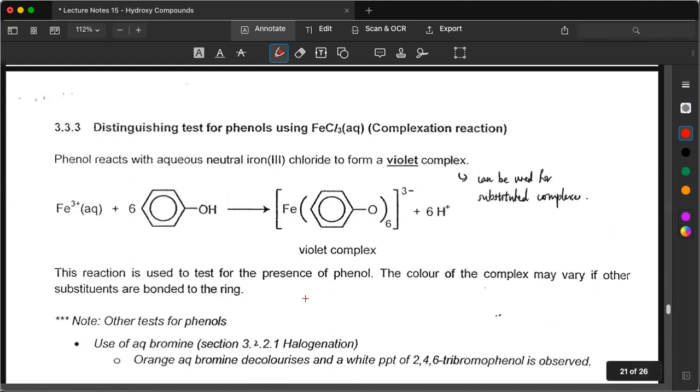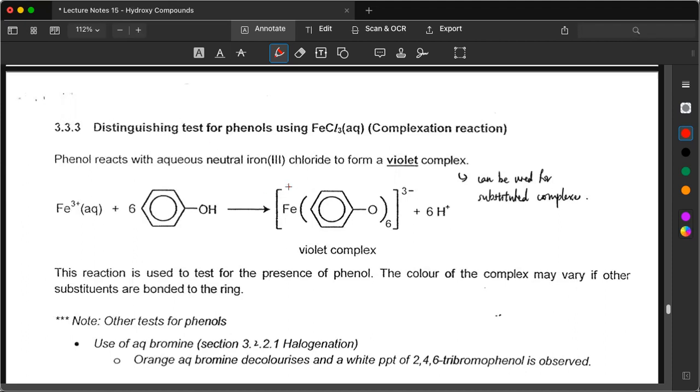Now, if we want to distinguish phenol, we can use FeCl3, which is the most common test to confirm the presence of phenol. Phenol will react with aqueous iron(III) chloride to form a violet complex, as shown. So this is a complex with 6 of the phenoxide ion bonded to Fe. Okay, so this is phenoxide.